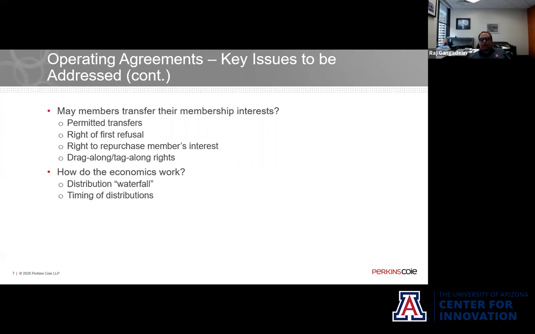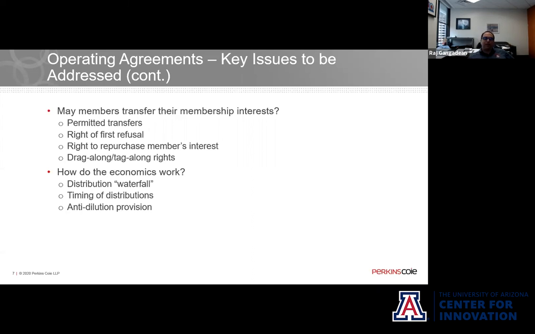Sometimes you can have profits, but the company will want to retain some of those profits to buy new capital equipment, reinvest in the business, and not all the profits get distributed out to the members. So if that's a possibility, you want to address that in the operating agreement.